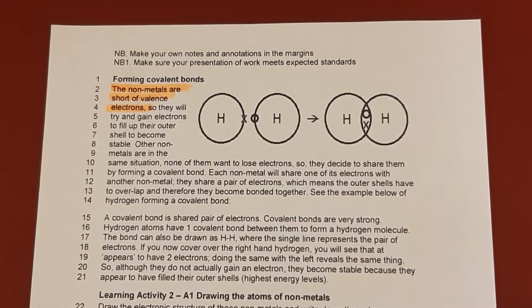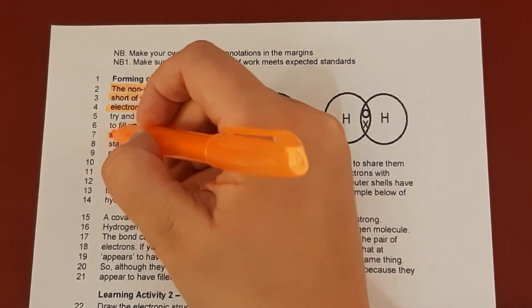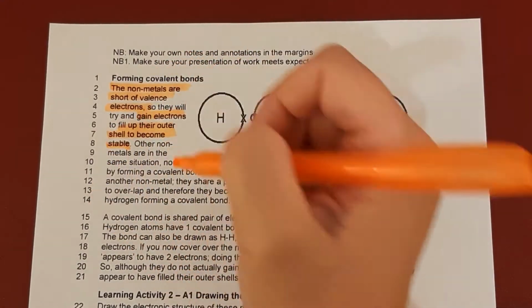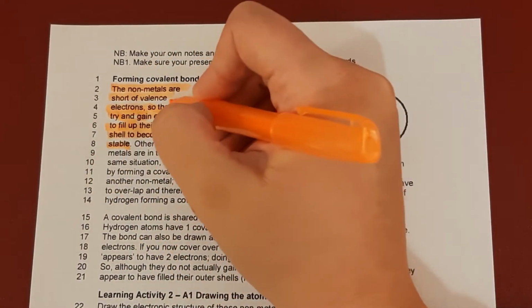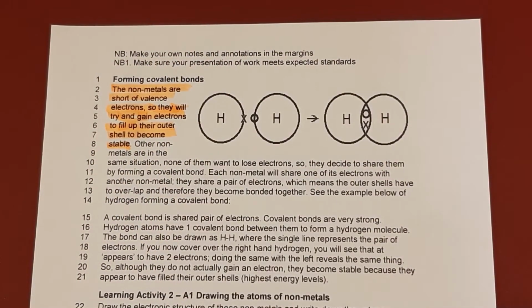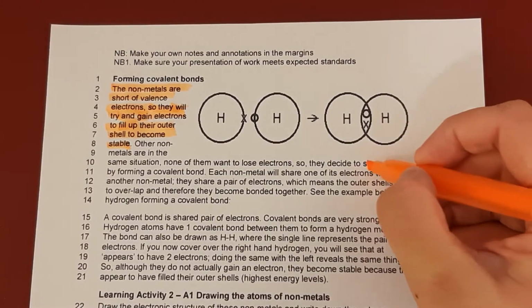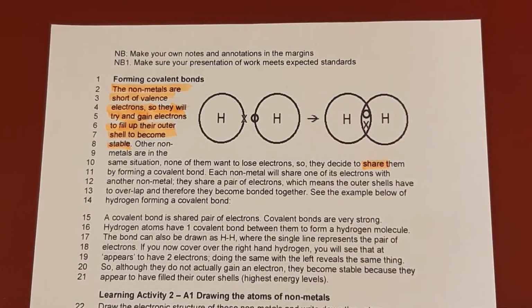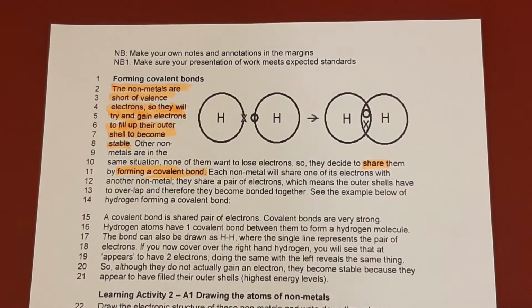So they will try and gain electrons to fill up their outer shells and become stable. So if you're writing notes rather than having a copy of this, you'll need to write this entire sentence, please. It's very, very important. Other nonmetals are in the same situation. None of them want to lose electrons, so they decide to share them instead. And they do that by forming a covalent bond.